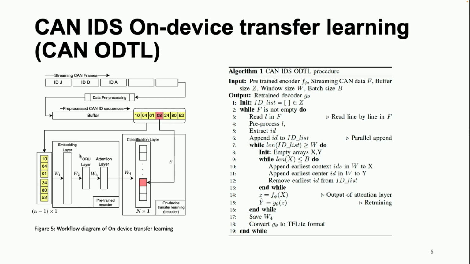First, we train the model offline with a sufficiently large benign dataset. Then we deploy this on a Raspberry Pi 4, and retrain only the classification layer using streaming CAN data. The machine learning model includes an embedding layer, a gated recurrent unit layer, an attention layer, and a classification layer. During retraining, the output of the attention layer is used as the input to the classification layer. We also used optimized data structures such as Python deque to reduce the retraining time.